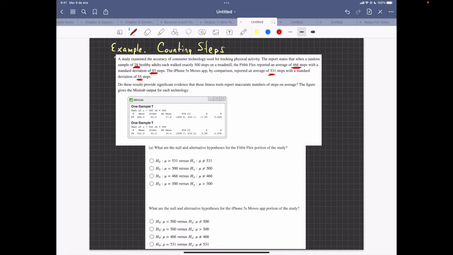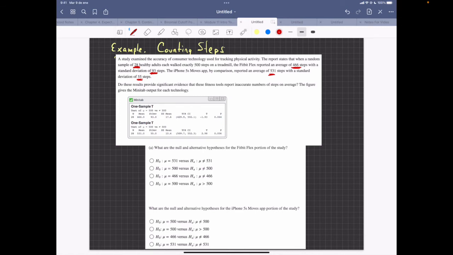So here we have two values. I think we're going to be doing two hypotheses here, right? Because we have one value for the Fitbit Flex and the other one for the iPhone 5S Moves application. Do these results provide significant evidence that these fitness tools report inaccurate numbers of steps on average? The figure gives the Minitab output for each technology.